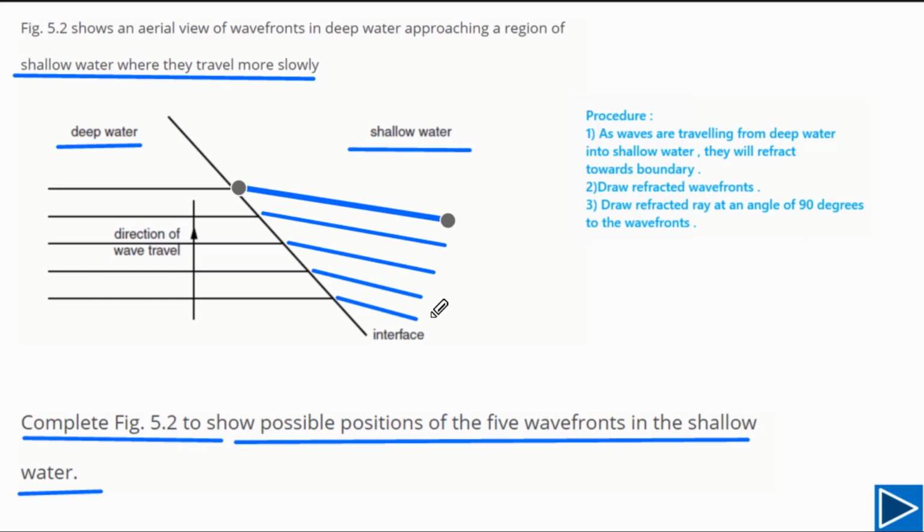If we want to draw the refracted ray, it will be somewhat like this. This is the refracted ray. We can also draw the arrow on this. So this is the arrow. You can see this angle is 90 degrees between the ray and wavefronts.